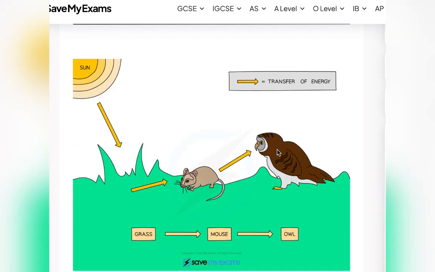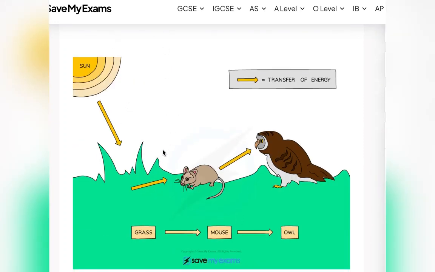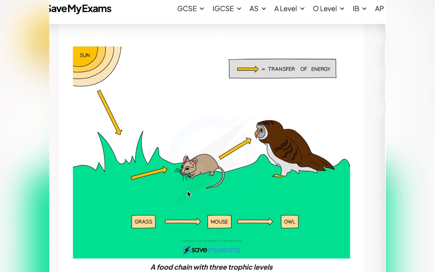So in all of this, energy is transferred. The first thing we see here is that energy is transferred from the sun to the plants. These are plants, these are grasses. The sunlight energy is trapped by the plants, and the mouse feeds on these grasses, and then the owl feeds on the mouse. So this is how energy is transferred. This shows the feeding relationship: the plant is eaten by the mouse and the mouse is eaten by the owl. This arrow means eaten by. So this grass is eaten by the mouse and this mouse is eaten by the owl.